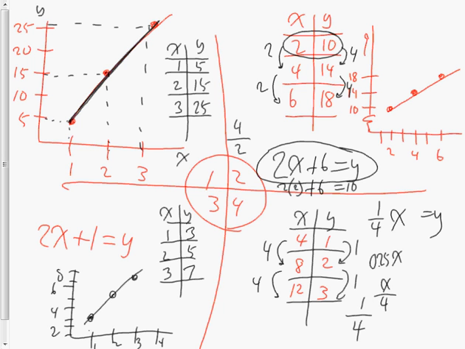So then I go back and substitute to see if it needs a constant. Oops, my 4 is gone. A quarter of 4 is 1, so it works. A quarter of 8 is 2, that works. So really, I don't need a constant. My equation is simply a quarter of x equals y.